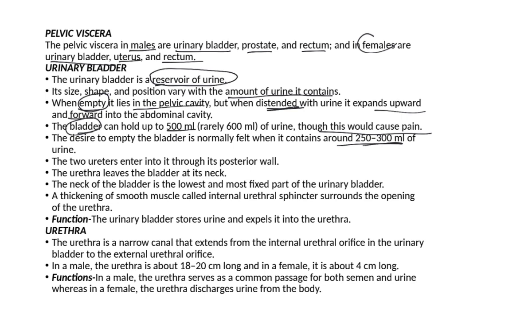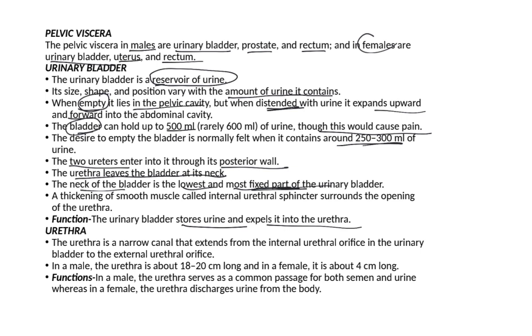The two ureters enter into it through the posterior wall. The urethra leaves the bladder at the neck. The neck of the bladder is the lowest and most fixed part of the urinary bladder. A thickening of smooth muscle called the internal urethral sphincter surrounds the opening of the urethra. Function: stores urine and expels it into the urethra.